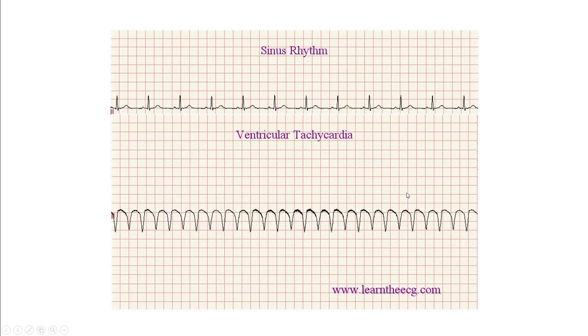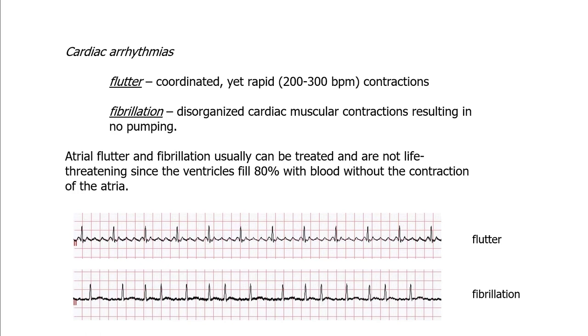And this is a very, very dangerous situation, and one of the arrhythmias that you may encounter more frequently than you would like to in a clinical setting. Now, some other arrhythmias before we get back to the ventricular tachycardia. If you get above 100, 200, and 300 beats a minute, that can be called flutter if it's coordinated. And you can see in this top graph, that's pretty coordinated, pretty consistent. But if you have rapid, disorganized cardiac contractions, now we're talking about fibrillation.